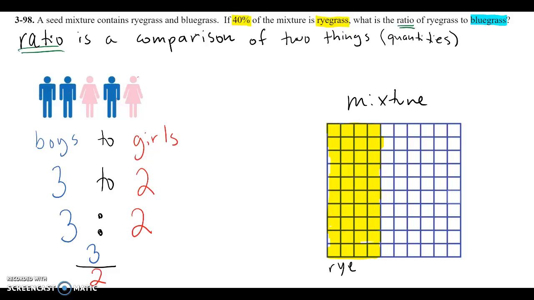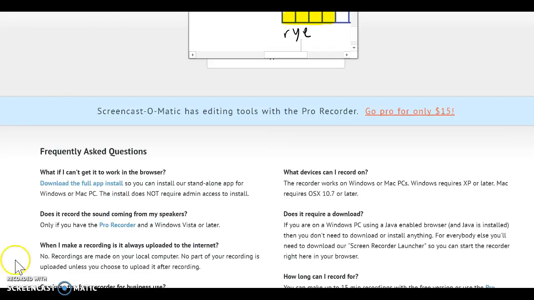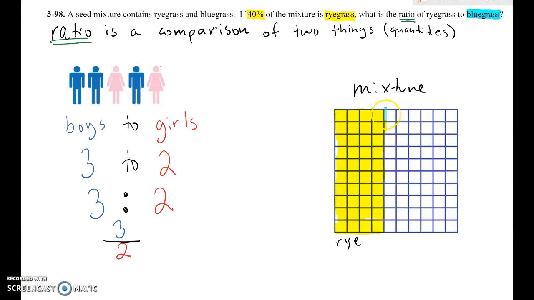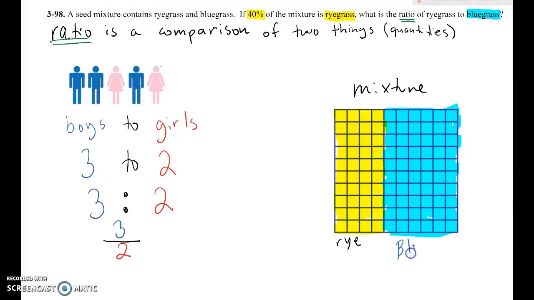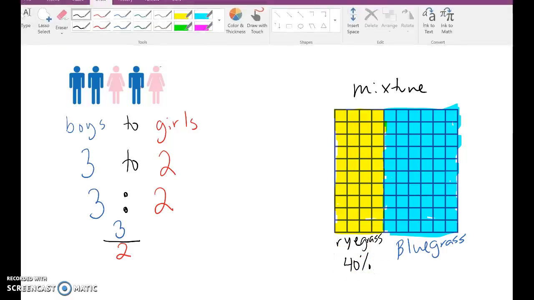That's the ryegrass, and then the rest must be the bluegrass, which would make up for 60%. All right, where were we? So 40% is ryegrass, making the other 60% the bluegrass. Ryegrass and bluegrass. So ryegrass, 40%. Bluegrass, 60%.